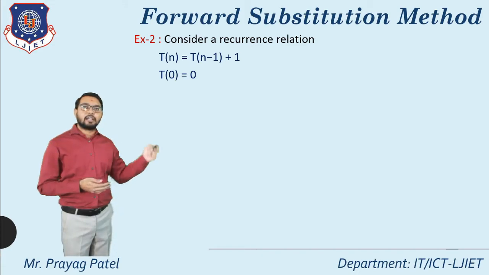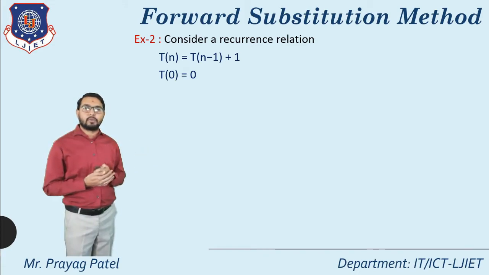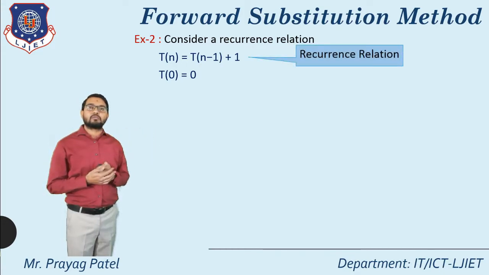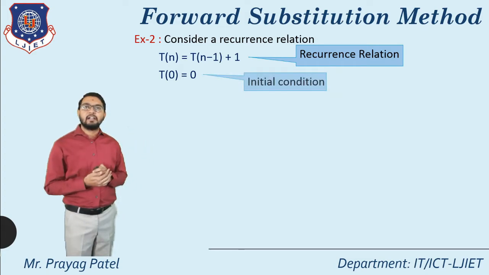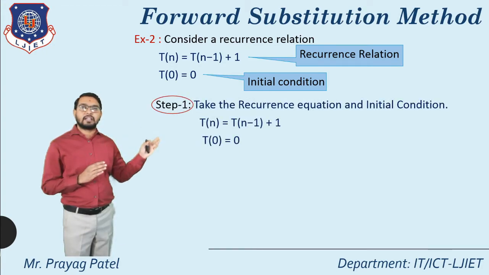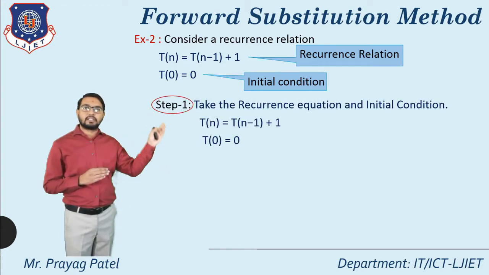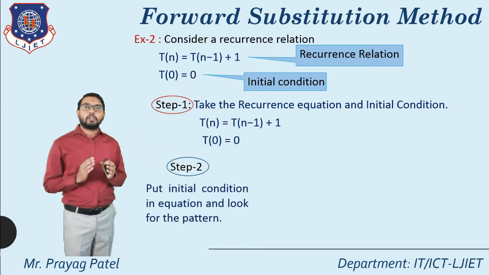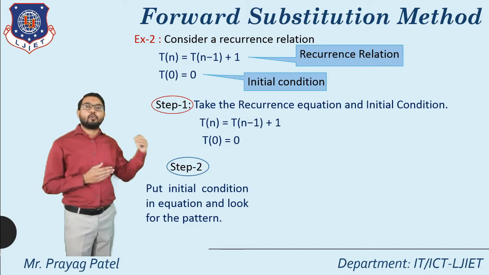Now consider another example for the forward substitution method. In the same way you can solve this example. First consider T of n equals T of n minus 1 plus 1 as the recurrence relation and T of 0 equals 0 as the initial condition. Step number 1 is take the recurrence equation and initial condition as it is. So this is a simple step. Now step number 2: put the initial condition in the equation and look for the pattern.